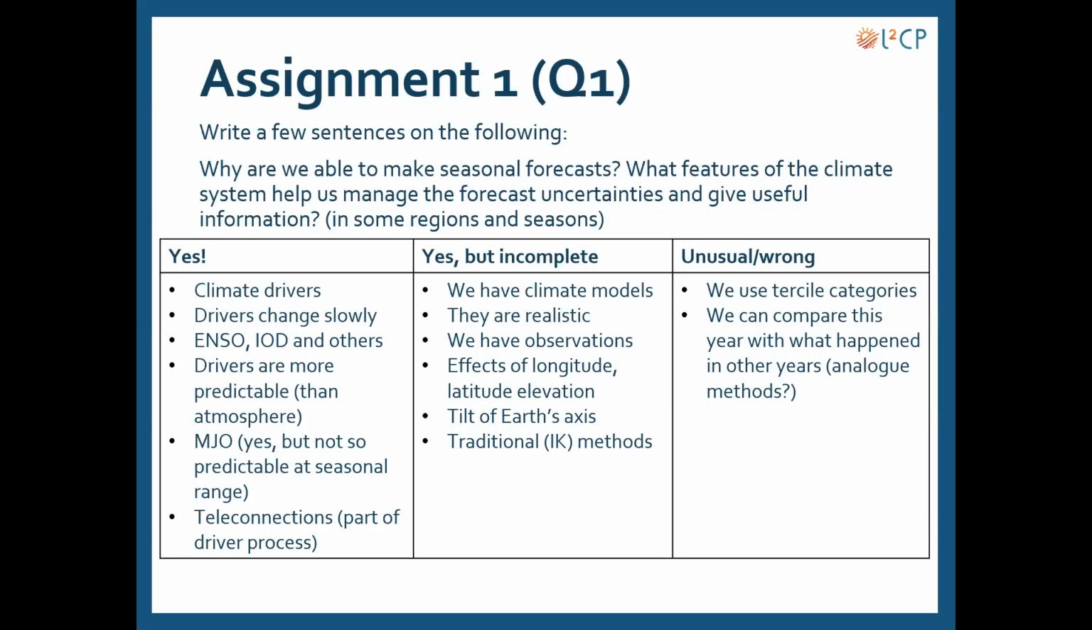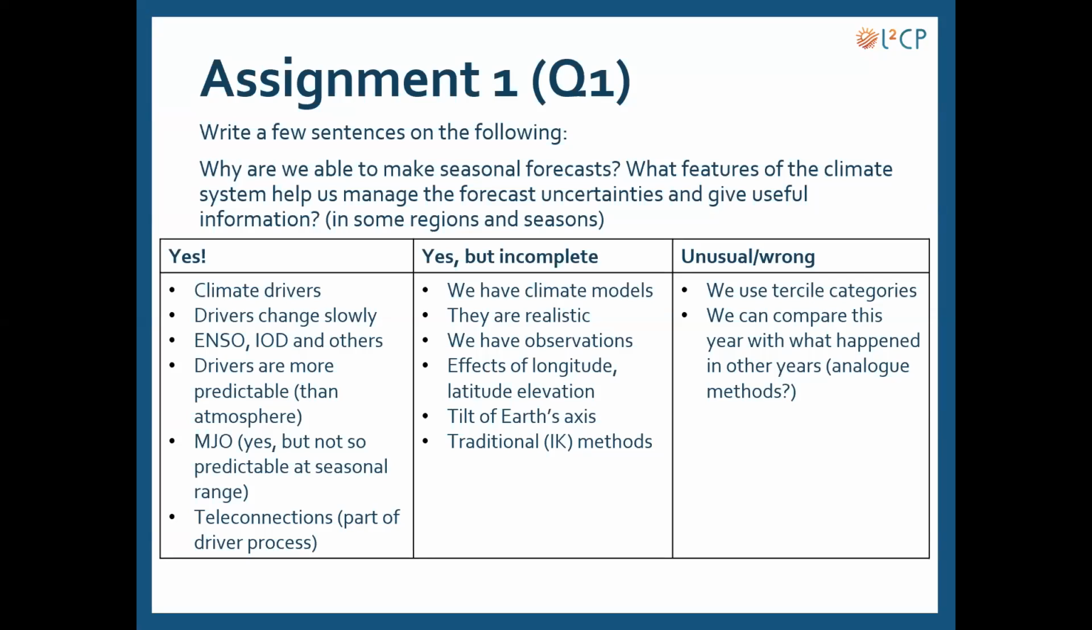Other things were, yes, we have an observation system to start the models. And some mention things like the longitude and latitude of the locations and the tilt of the Earth's axis. Of course, these do determine the mean climate in places, but they won't help you with the climate variability. It's the drivers that control the variability. So these things are yes, but not complete answers. Others mention the traditional indigenous knowledge methods. Yes, they are used, but it wasn't really what I was looking for. This was more about ensemble systems.